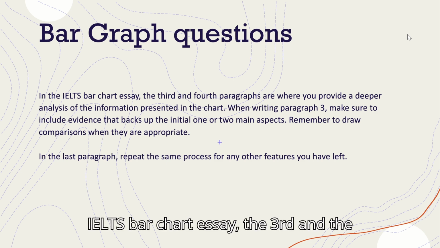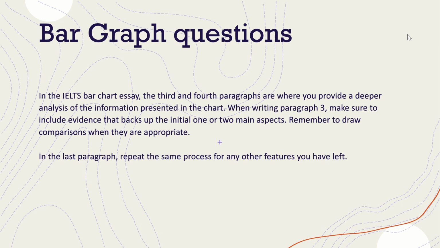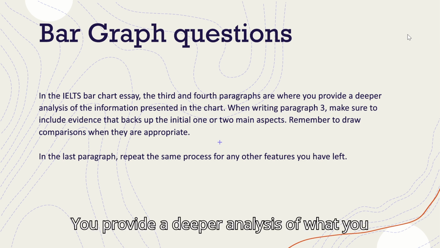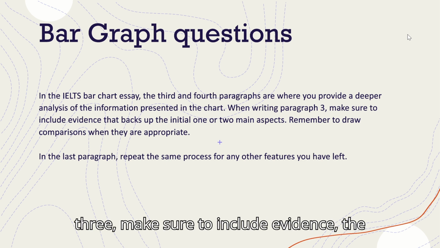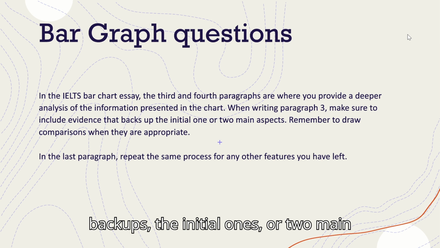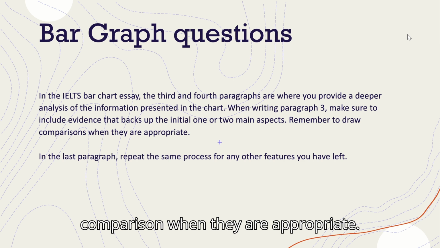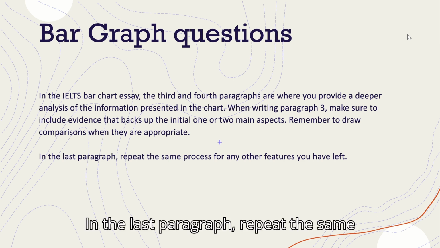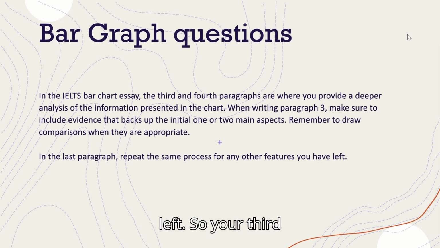In the IELTS bar chart essay, the third and fourth paragraphs are where you provide a deeper analysis of what you see in the chart. When writing paragraph 3, make sure to include evidence, the backups, the initial one or two main aspects. Remember to draw the comparison when appropriate. In the last paragraph, repeat the same process for any other features you've left.